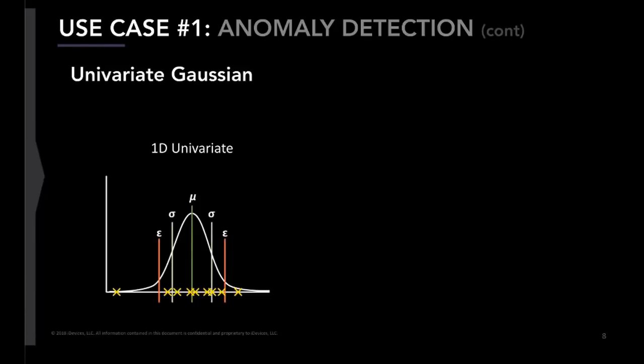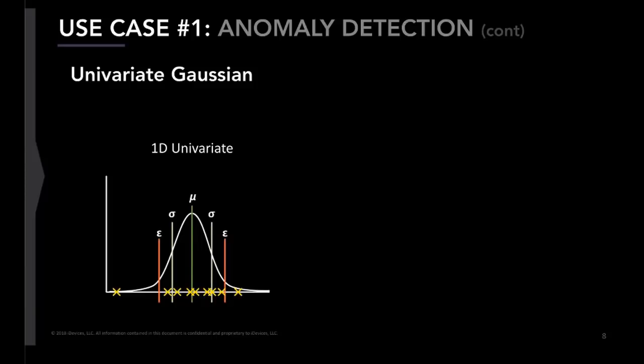But before we dive in to how we actually train our model, let's talk a little bit about the model itself and how we chose it. So the first question, how do we actually determine if a particular data point is anomalous or not? There are several methods, and most reference common statistical tools like Gaussian distributions.